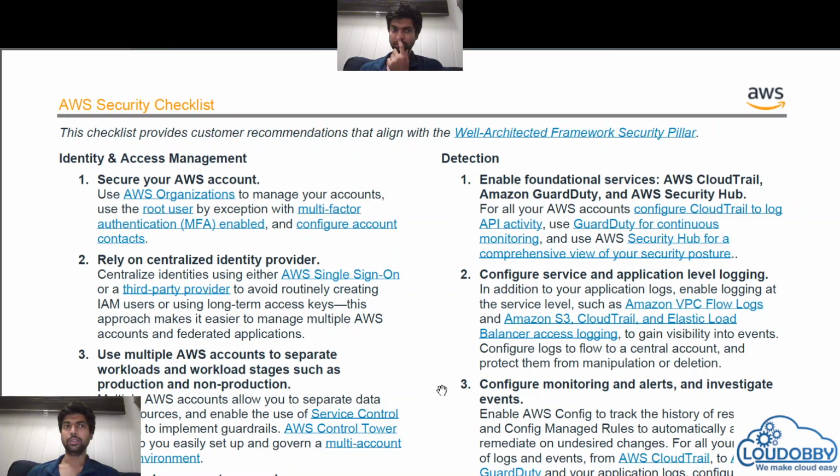Today we are going to see the AWS security checklist. This is very important in the security aspect of cloud, how you are going to maintain your security. This is specific to AWS.